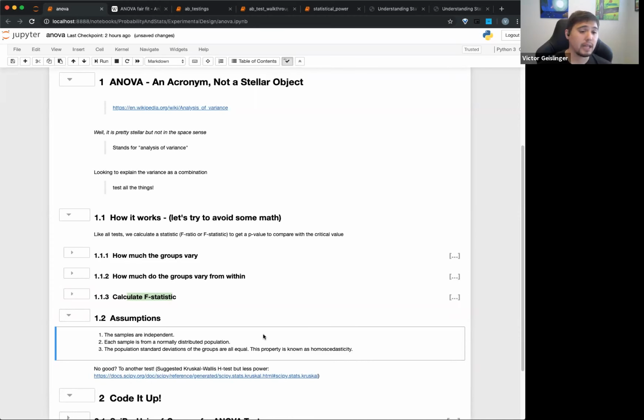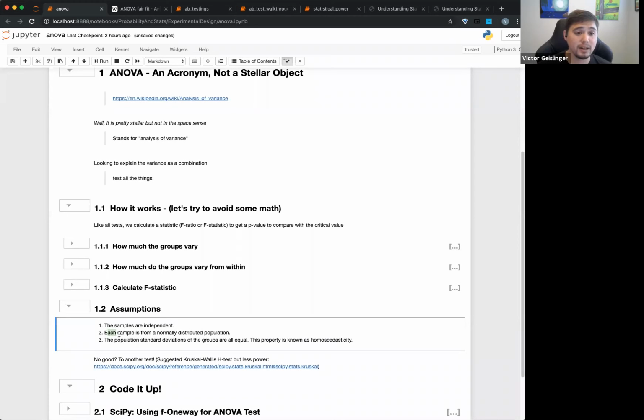Some quick assumptions, as always, that I like to go through. For the record, in practice we tend to forget and say, oh yes, assumptions are true, even when they're really not. Just be aware of that. We assume that the samples are independent from each other, right? Each sample is from a normally distributed population. Note that we're assuming this about our population overall, but that usually is not a huge concern, since we can always think of the central limit theorem: taking a sample of our samples will give us a normal distribution. So for the most part, we tend to ignore this part.